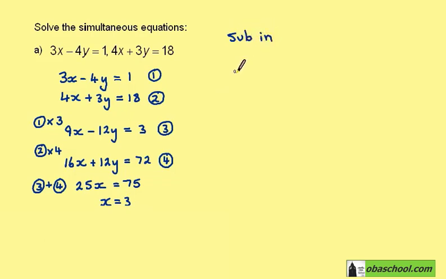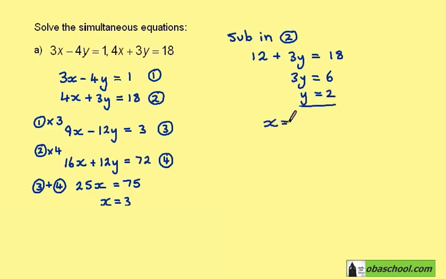Substitute into one of the original equations. I'm going to choose 2 here. If x is 3, 4 3s are 12, plus 3y is equal to 18. Taking 12 from both sides gives 3y is equal to 6, and therefore y is equal to 2. So our solution is x is 3 and y is 2.